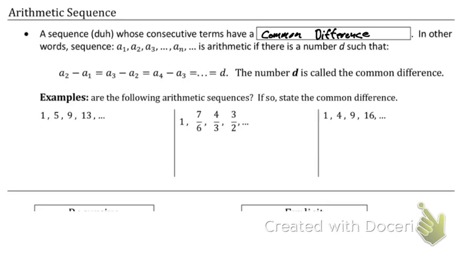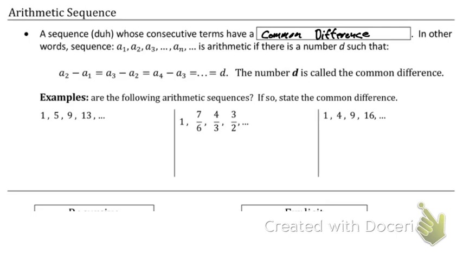So they have a common difference. In other words, a sequence a sub 1, a sub 2, a sub 3, and so on and so forth, is arithmetic if there is a number d such that a sub 2 minus a sub 1 equals a sub 3 minus a sub 2 equals a sub 4 minus a sub 3, which all equals d.